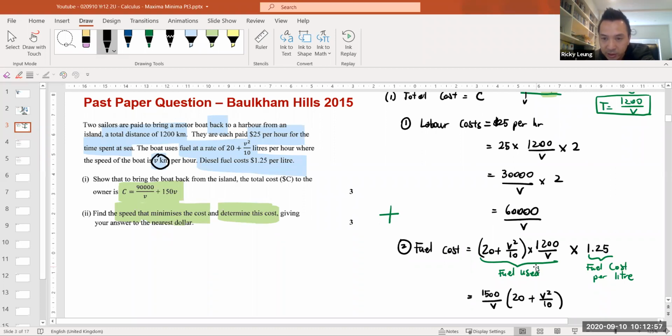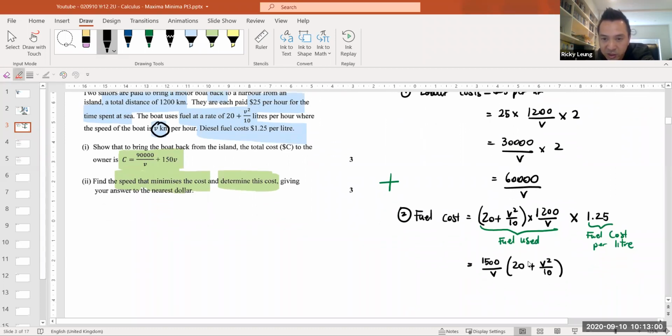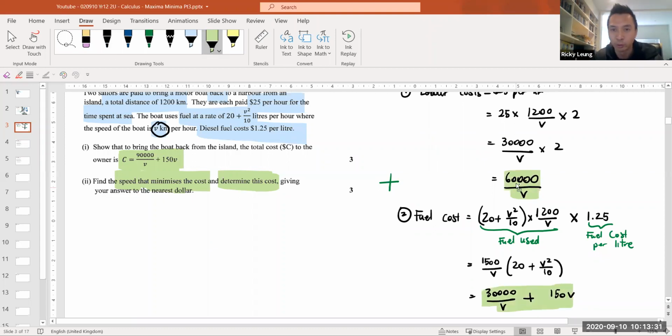So maybe just to make my life a bit easier, I might even expand this. Right, so times that by another 20. Let's see, another 30,000. You know what? That's absolutely perfect. So I'm just expanding this expression. It's perfect because I can see 30,000, 60,000 gives me my 90,000 there. And I'm hoping when this guy times this guy, I get the 150 V. Let's see, the V's cancel out, perfect, 10, perfect. 150 V. Yep, so I got two expressions here, which adds up to my total cost, right?